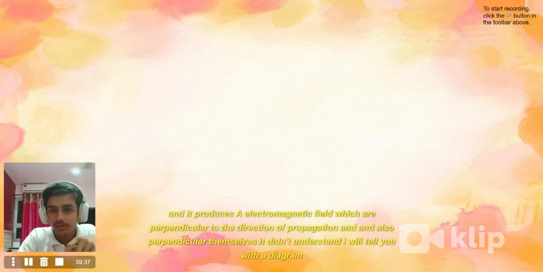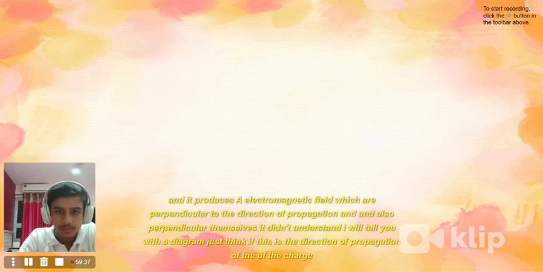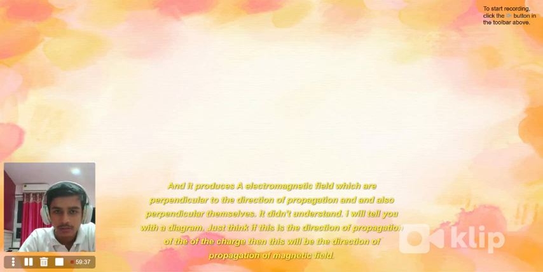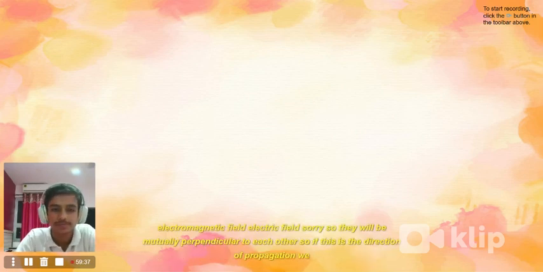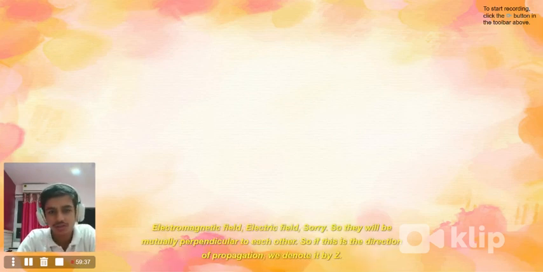Just think, if this is the direction of propagation of the charge, then this will be the direction of propagation of magnetic field, and this will be the direction of propagation of electric field, sorry. So they will be mutually perpendicular to each other. So if this is the direction of propagation, we denote it by z. So waves means electromagnetic waves. Let's get started with the chapter.